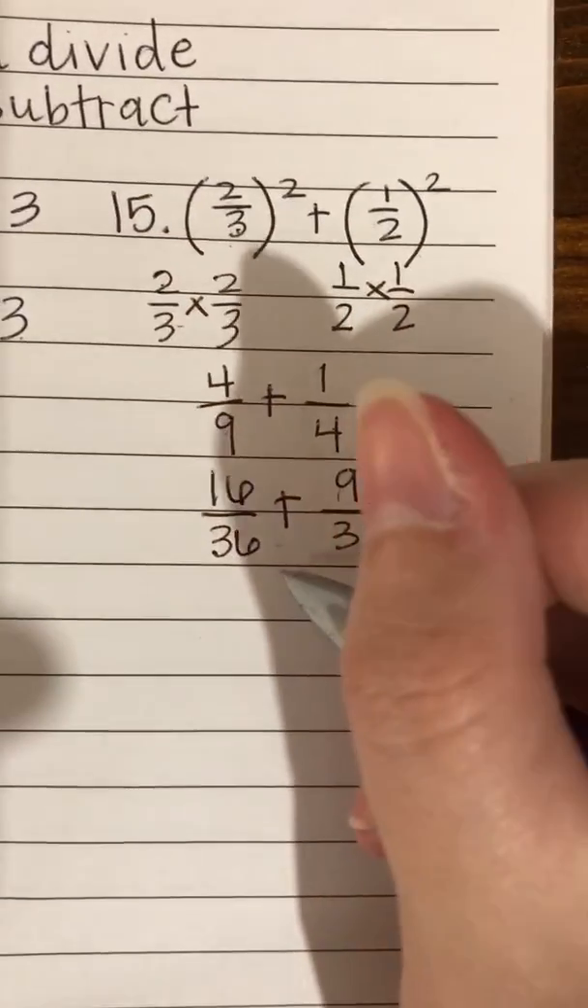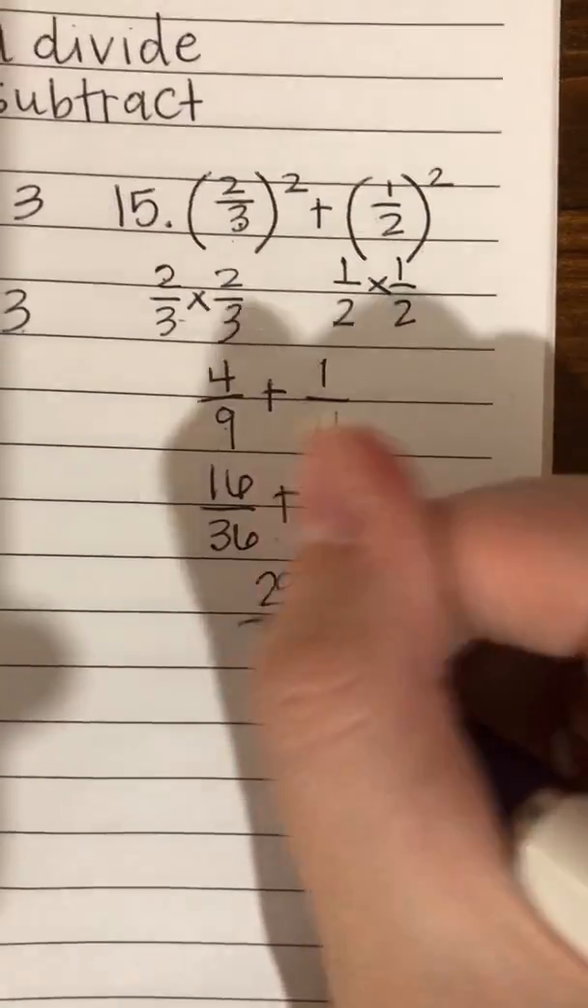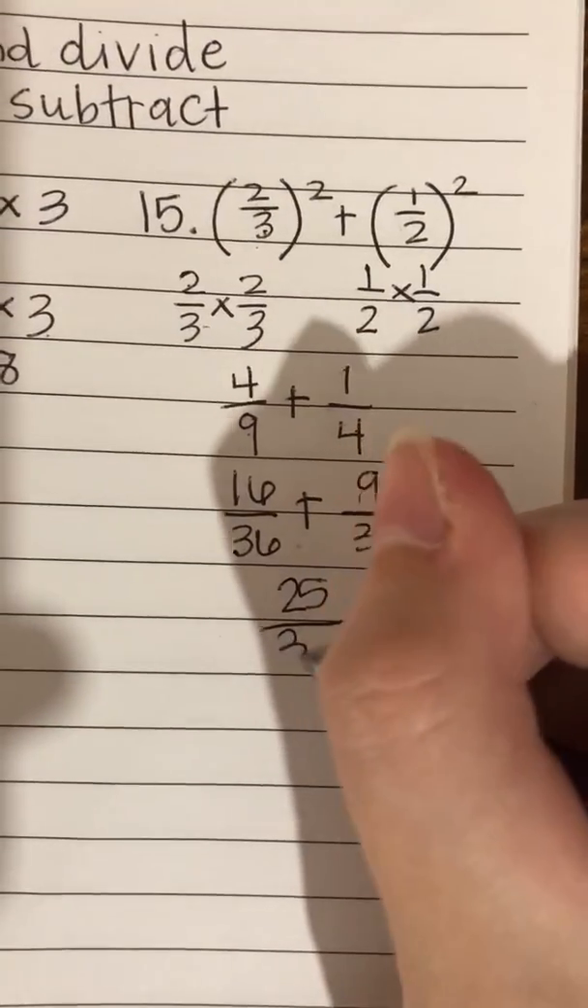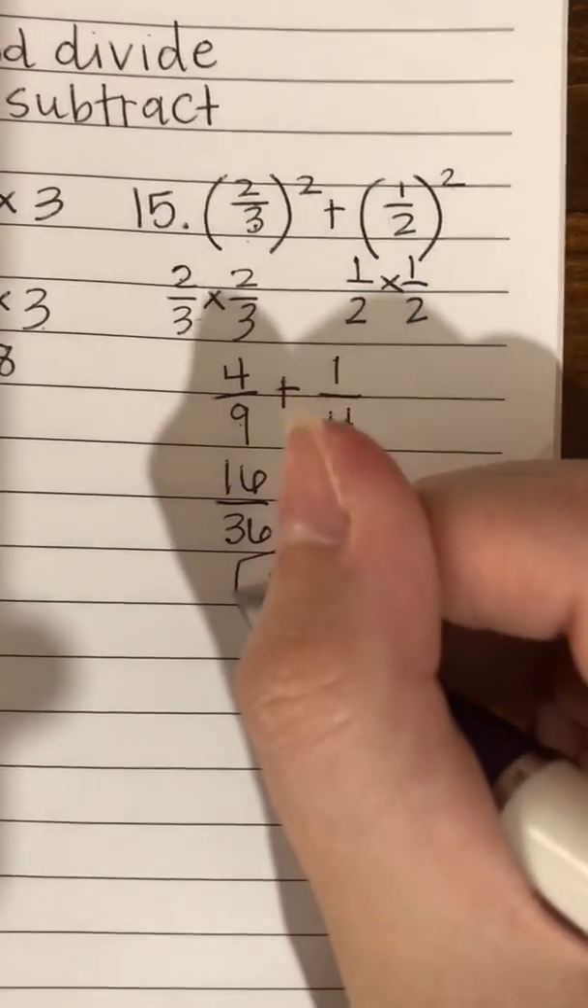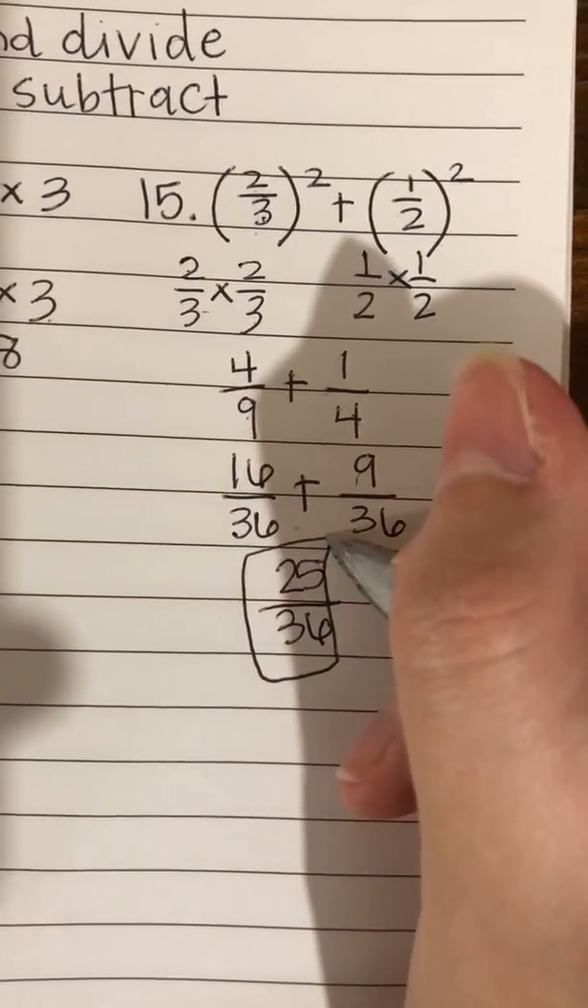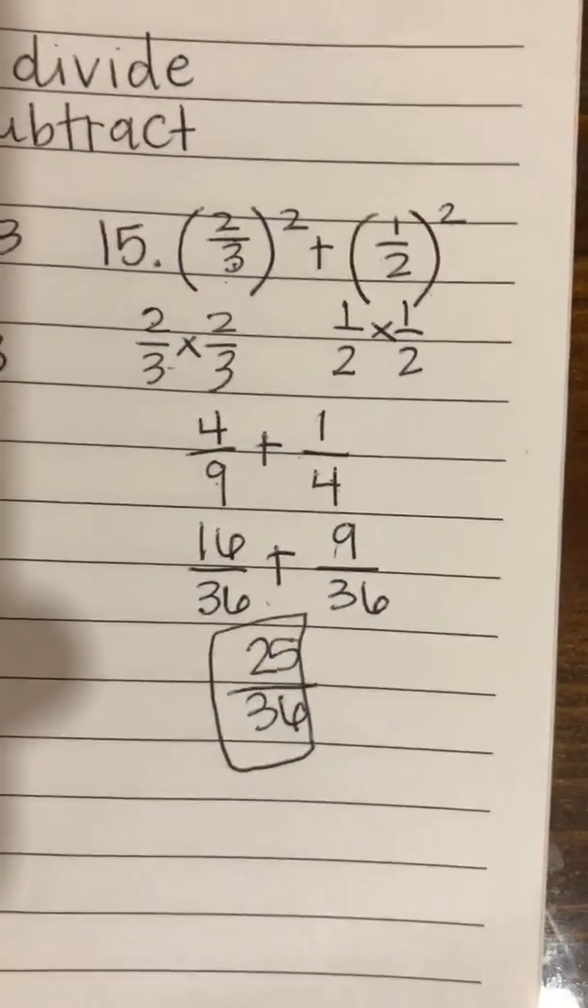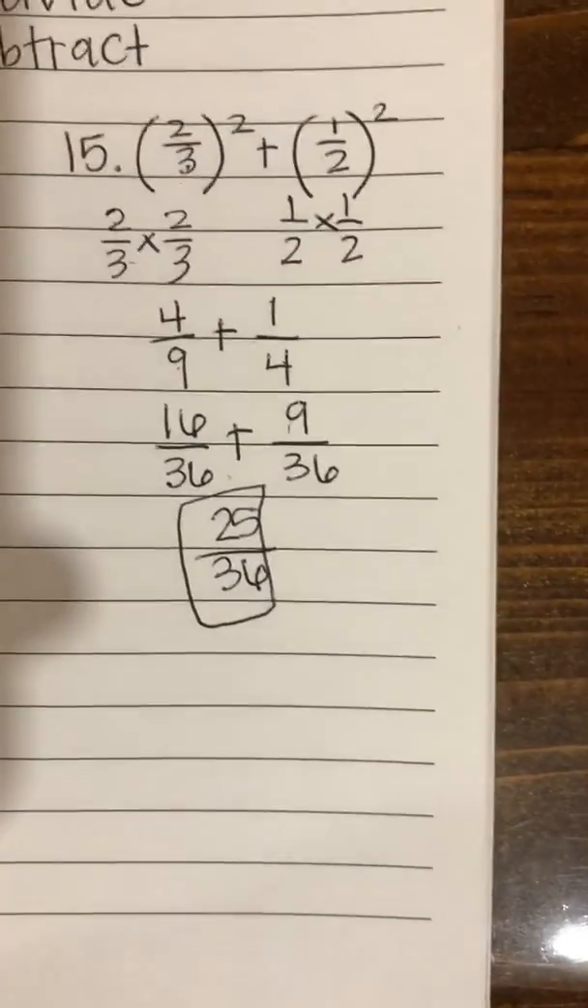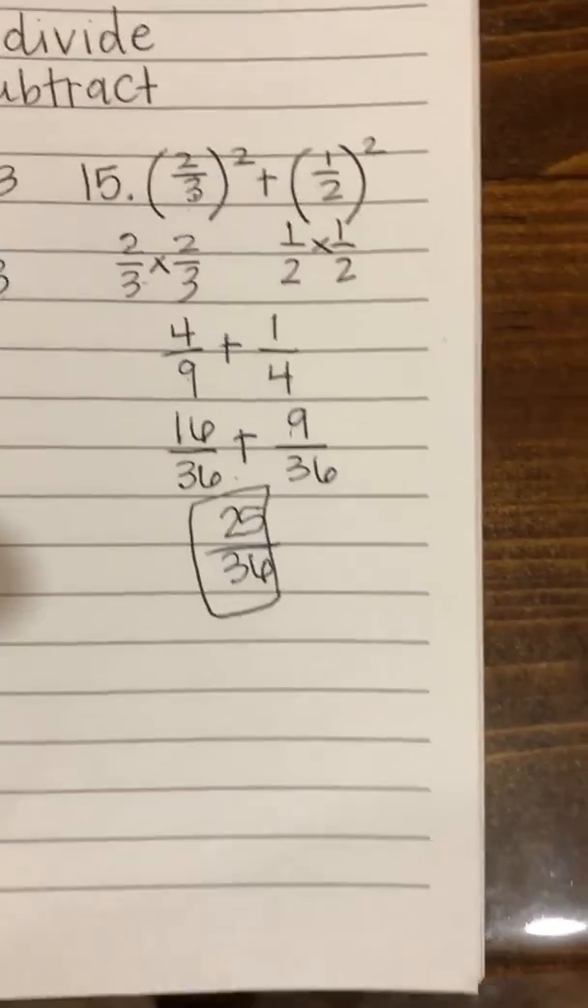16 plus 9 is 25, and our denominator stays the same when we add. So the answer to 15 is 25 over 36, and we cannot reduce that. So it stays the same.